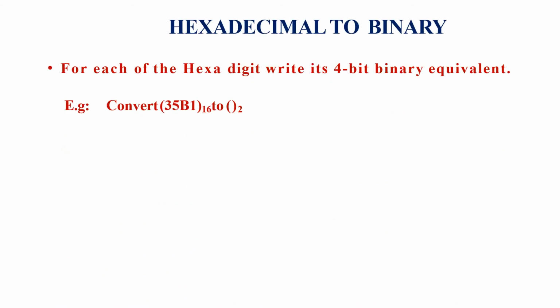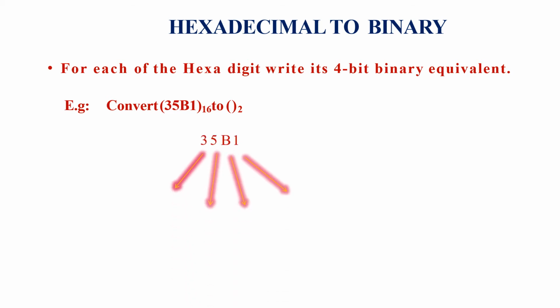The next one is hexadecimal to binary. So just reverse the process. For the given hexadecimal, we can just write the 4-bit binary equivalent. That's nothing but conversion from hexadecimal to binary. Say, for example, I'm considering this example, 35B1 with base 16 to base 2, which means conversion from hexadecimal to binary. So straight away we can just write the 4-bit equivalent for the given hexadecimal.